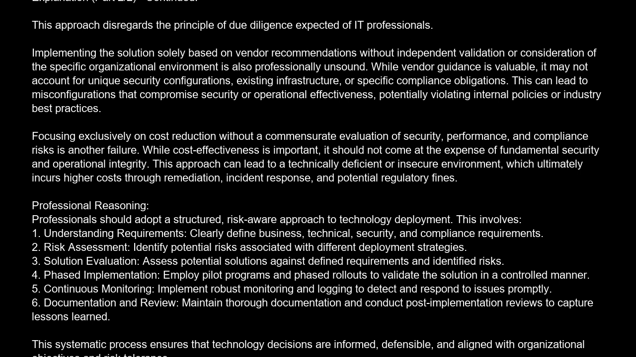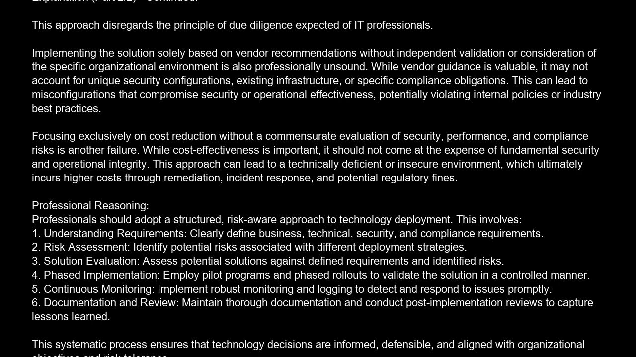Focusing exclusively on cost reduction without a commensurate evaluation of security, performance, and compliance risks is another failure. While cost effectiveness is important, it should not come at the expense of fundamental security and operational integrity. This approach can lead to a technically deficient or insecure environment which ultimately incurs higher costs through remediation, incident response, and potential regulatory fines.